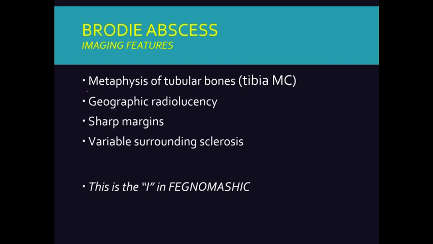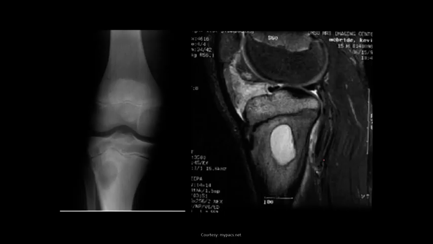So Brodie's abscess imaging features: most commonly seen in the metaphysis of tubular bones. The distal tibial metaphysis is the most common area. It's a geographic radiolucency, has sharp margins, so a short zone of transition, and commonly has some sclerosis around it. So the O and the I can look like this. These are similar ones, and they'll often be on differentials for each other with the amount of sclerosis anyway. If there is no sclerosis, the I isn't really a great differential.